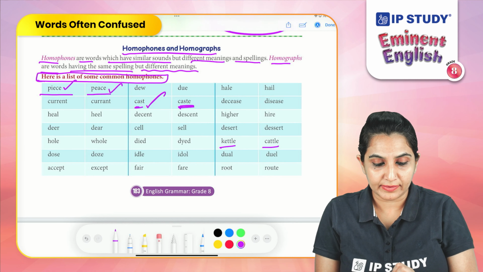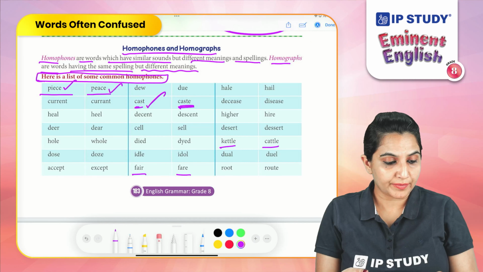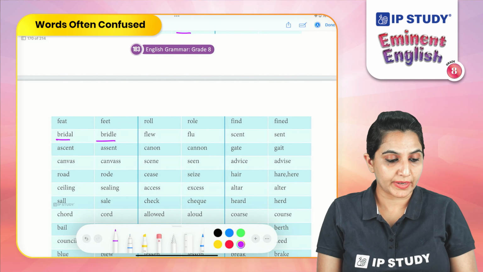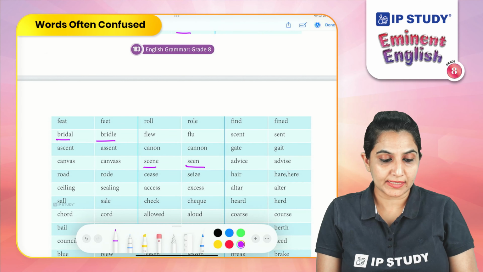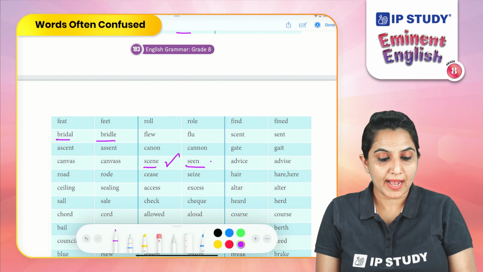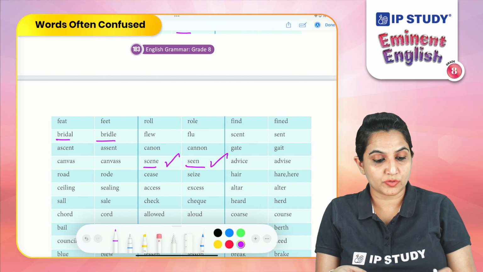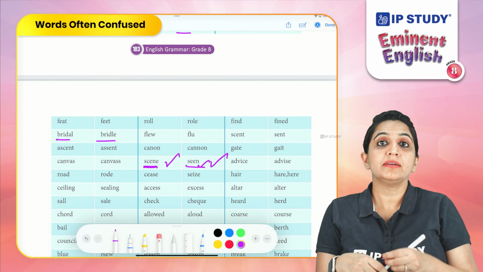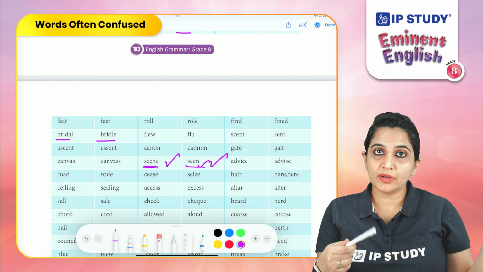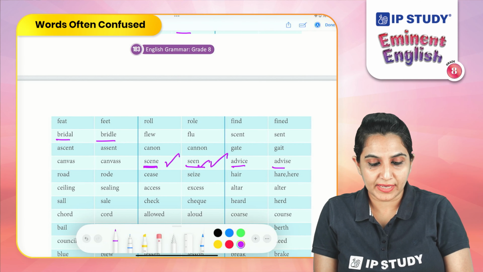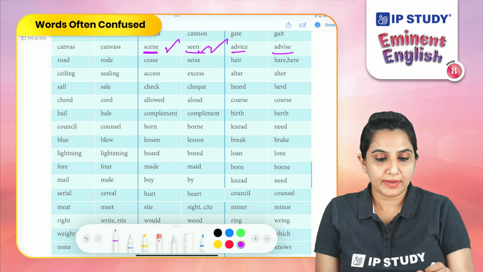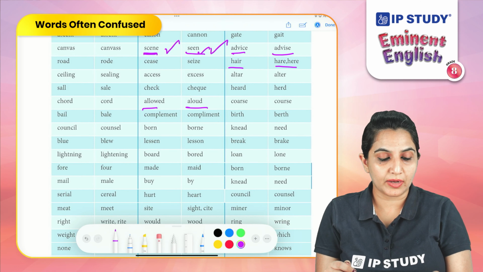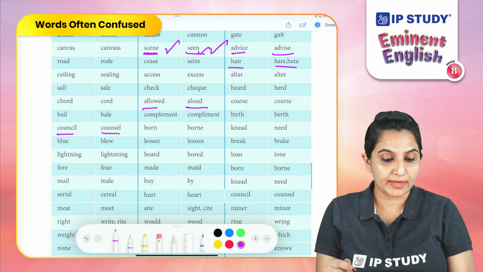Kettle. Fair. Accept. Bridal. Scene, seen. This scene is beautiful. I have seen this many times. So scene, this is a scenery of something. Seen, this is the form of a verb. Advice. Here. Allowed. Counsel. Break.